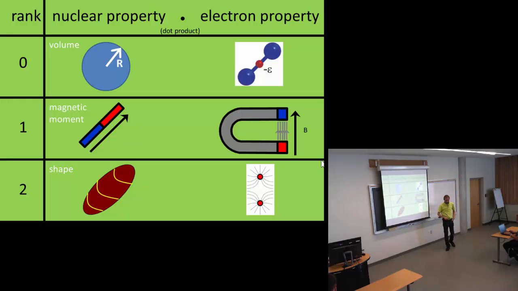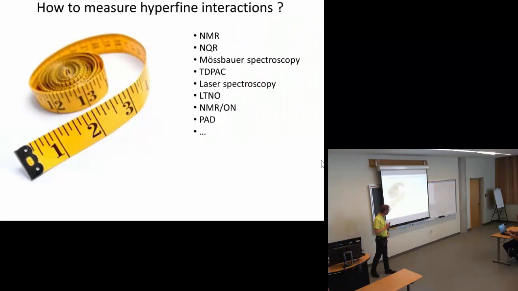So here we have all of them together. Three times the same structure. A nuclear property that we have to take from nuclear physics experiments. An electron property that WIEN2k can calculate. If you multiply them, if you take the dot product between them, you get three different contributions to the energy of your crystal, and that is the three examples of hyperfine energies.